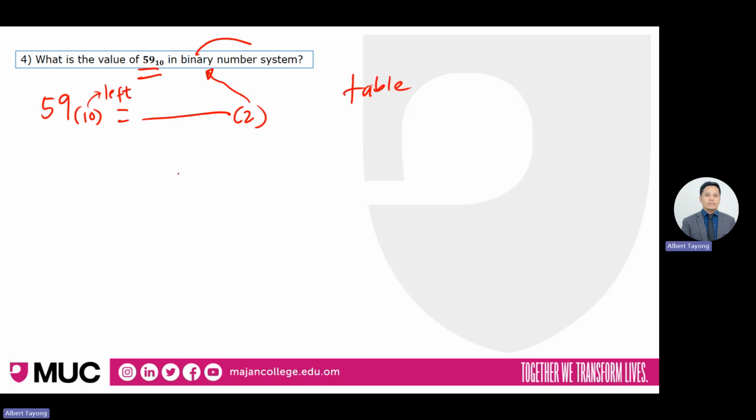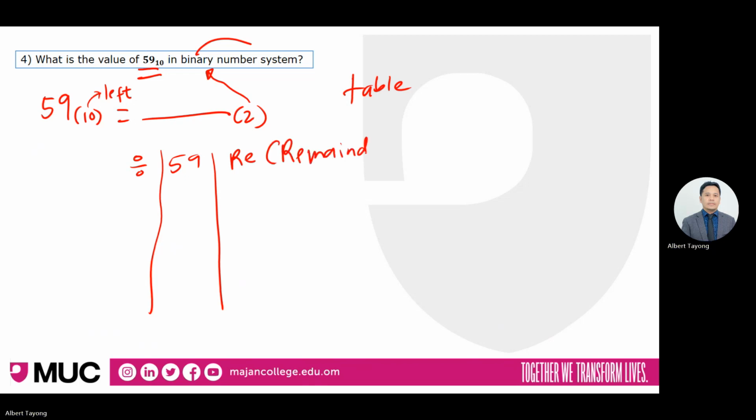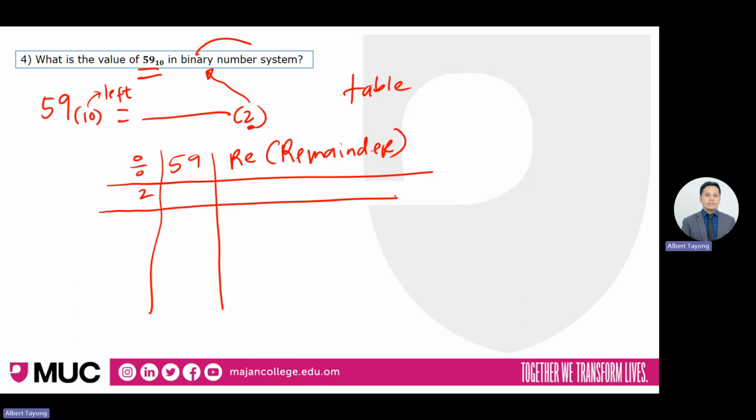Okay, so you're going to put 59 in the middle and divide. This is remainder or RE. We divide by whatever is the number on the right. If the number on the right is 8, we have to use 8 as our divisor. So this will be 29.5 actually. We just have to write the whole number. You have to bring this one down. This is 59 minus 2 times 29 is equal to 1.